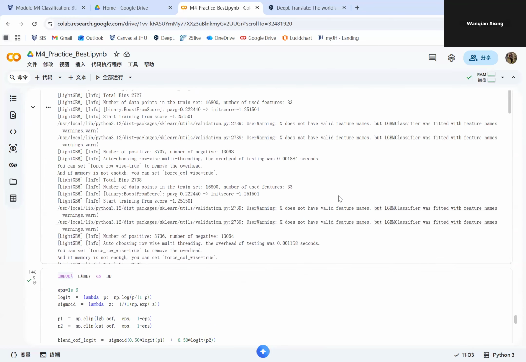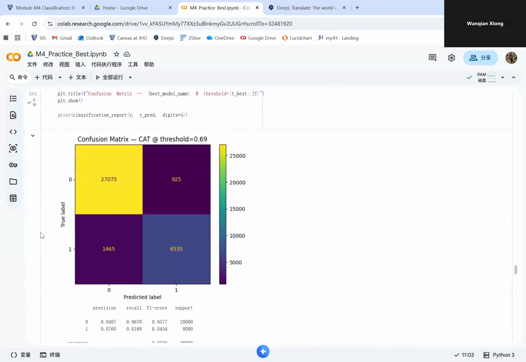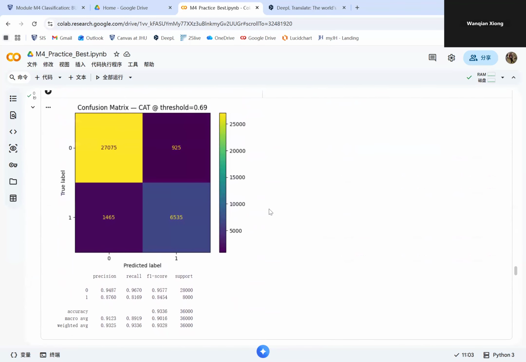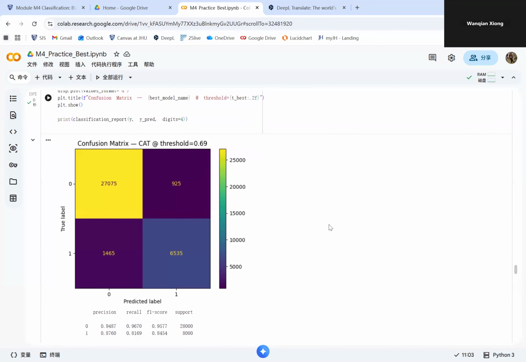Let's talk business implications using our confusion matrix and precision recall curve. In lending, a false positive means we lose out on the interest revenue from a good customer, but a false negative is much worse. It means we give money to someone who doesn't pay back.